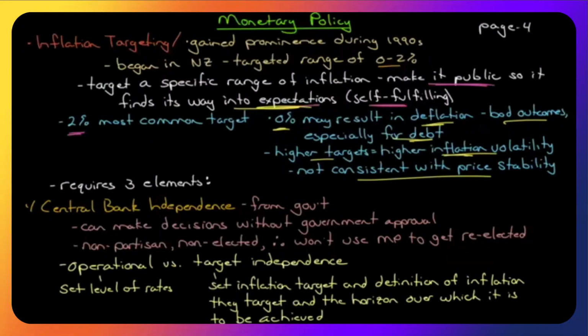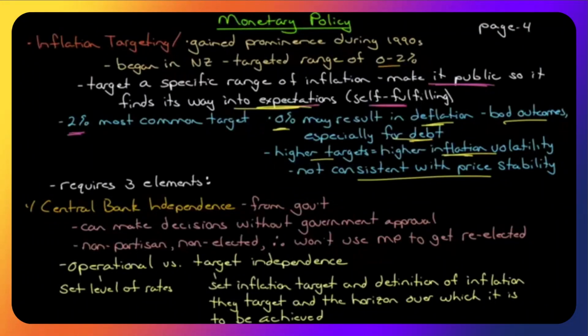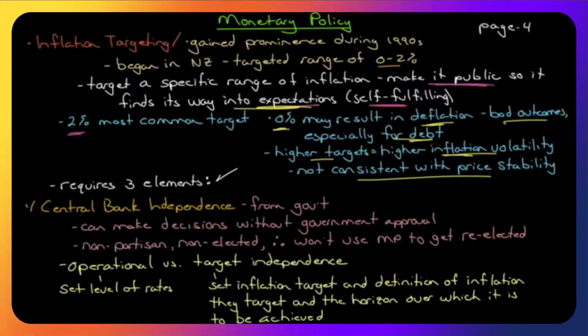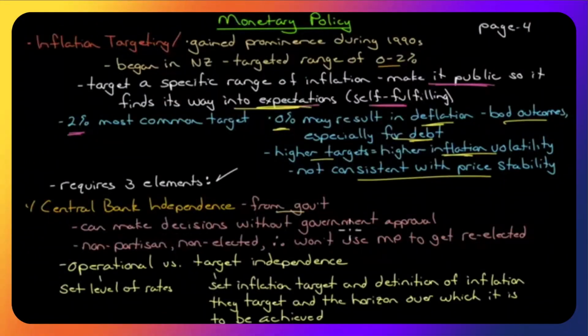For an inflation target to work, as I said, you need credibility from the central bank. So we're going to identify here 3 elements that are important or required around a central bank for an inflation target to be credible. Central bank independence, and that's independence from government. That means that they can make decisions without government approval. They can say, well, we're going to raise interest rates without it having to go to a vote on the floor. They can just go ahead and make that decision on their own.